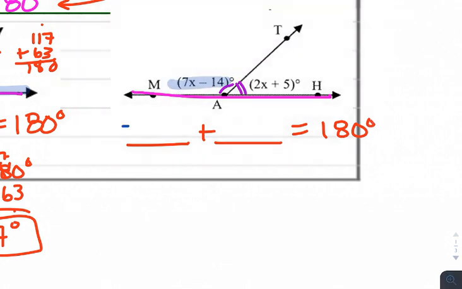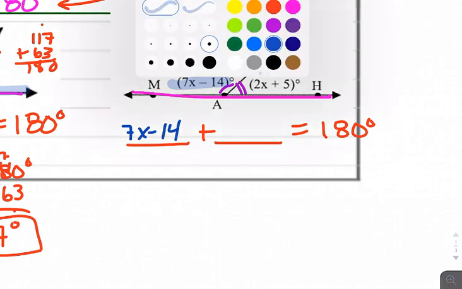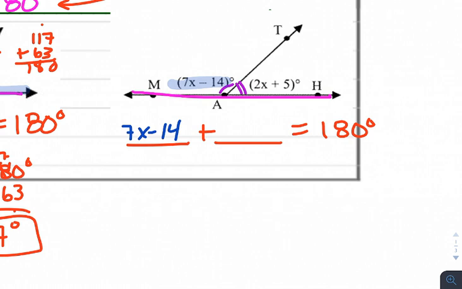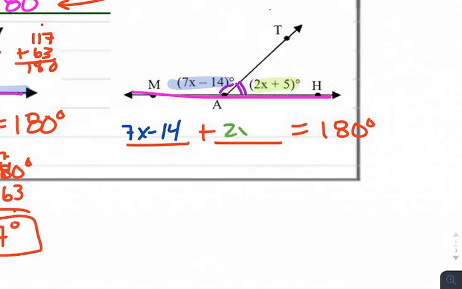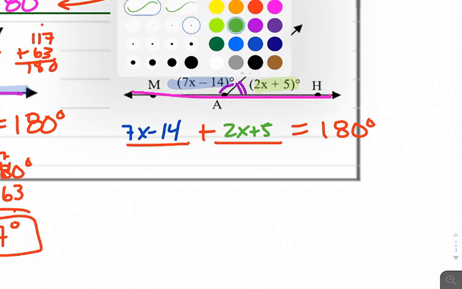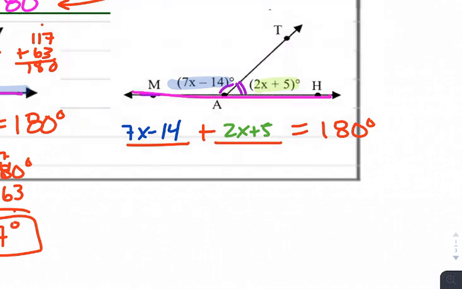Okay, then we have the 2x plus 5. And those equal 180 degrees, again, because we have this line that they form together. A line is always equal to 180 degrees when you go from one end all the way to the other. That's always 180 because of the line itself. It's half a turn, it's half of 360. And so now we can solve algebraically.